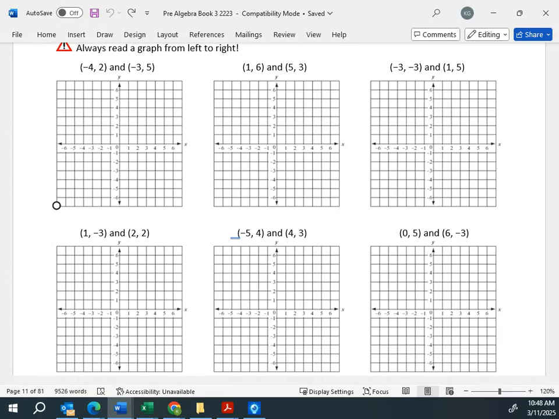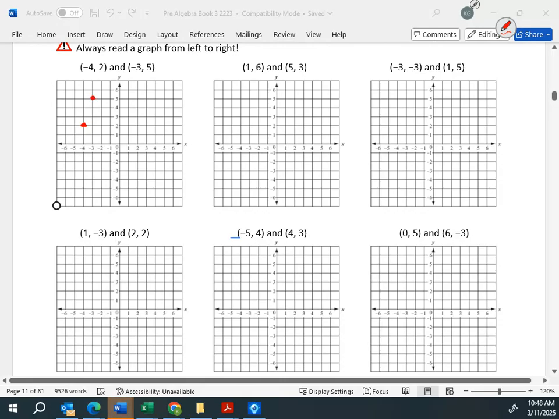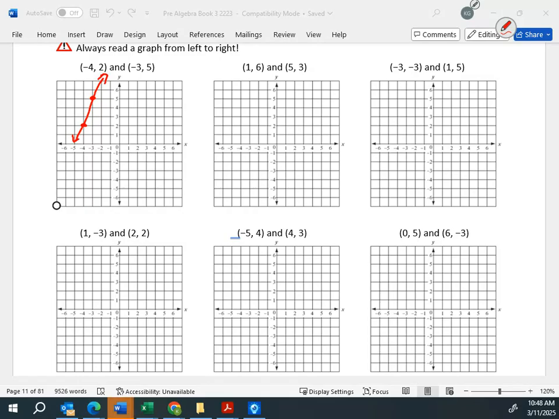All right, so watch how we're gonna do this. First thing, we are gonna graph (-4, 2) and (-3, 5). So we graph our 2 points. We draw as straight of a line as we can. We want to show it is a line and not a segment by putting our arrows on. So that is our first step, graphing the line.